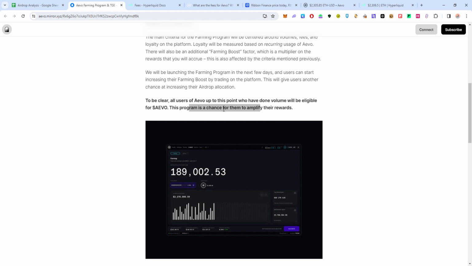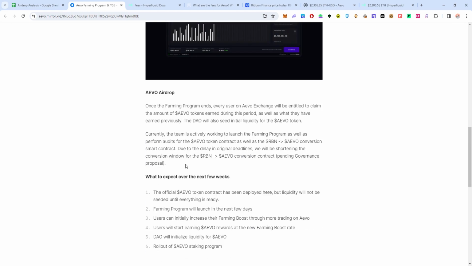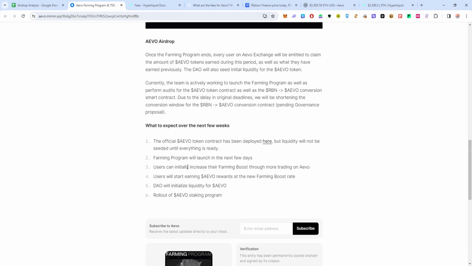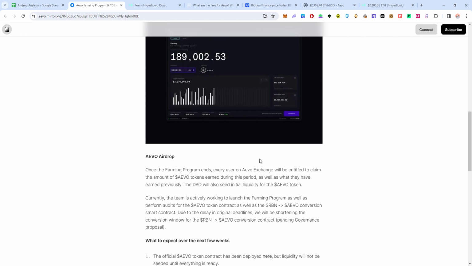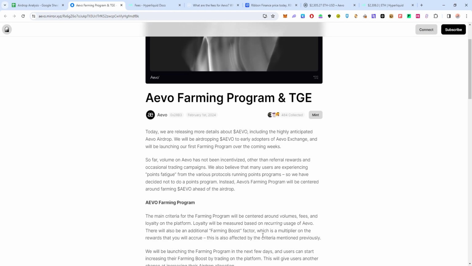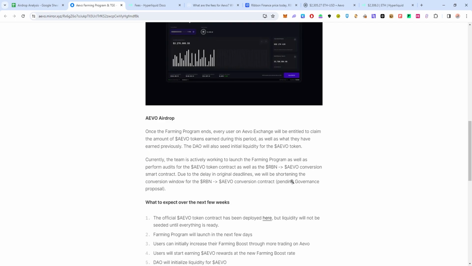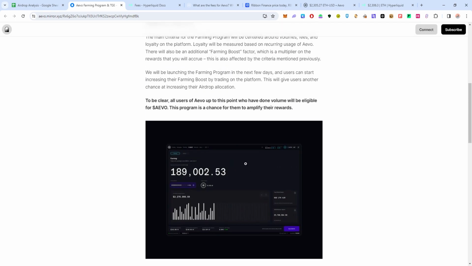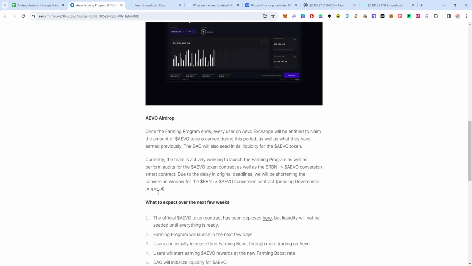So I think what's very important now is that if you do want to use this strategy, you've got to start immediately, because once the farming program starts, you can't do the pre-farming anymore. This is the current farming program that is coming. So early users do get a boost. If you read the whole article here, the early boosters do get a boost from farming Aevo before this event launches in a couple of days. So if you do this now, I think your allocation for Aevo tokens would be higher. So that's the first thing I want to talk about.